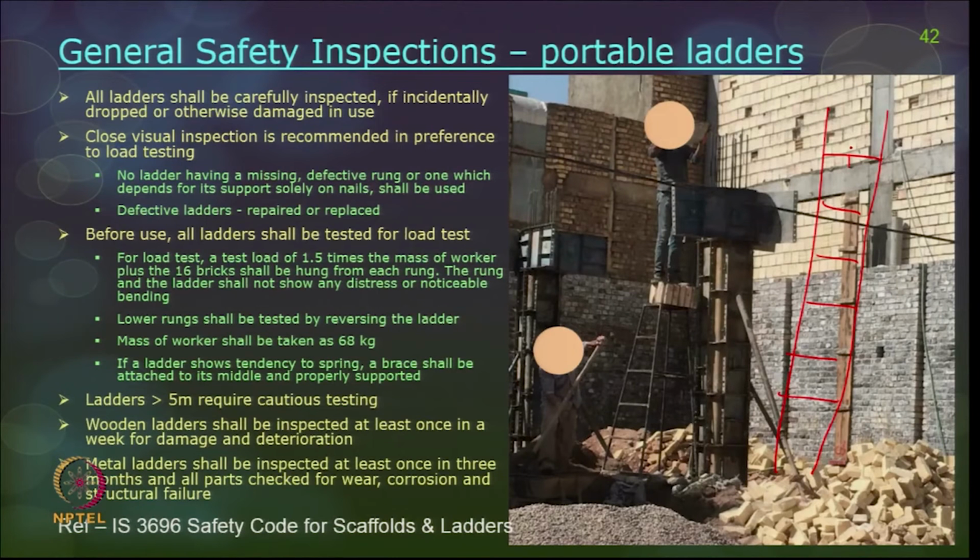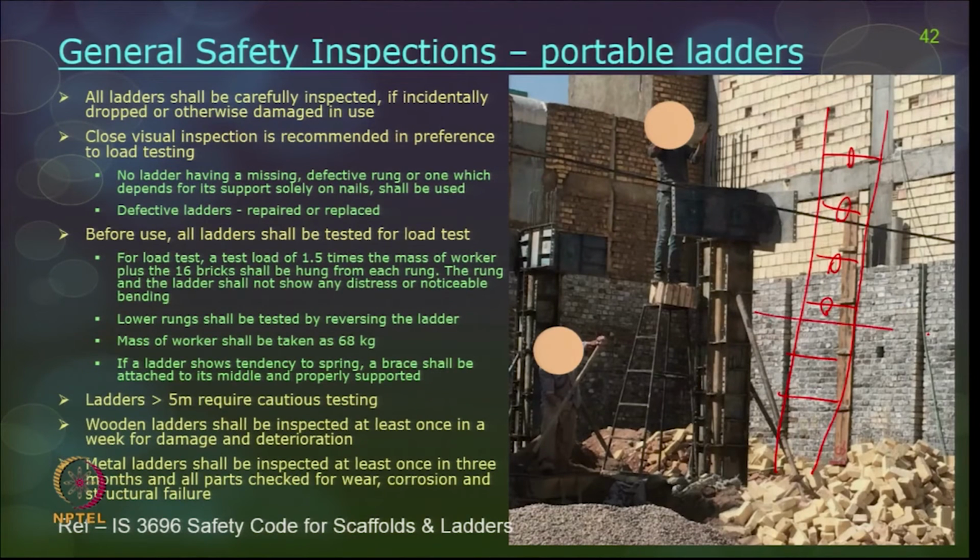Okay. From all these cleats, a load is hung on every cleat or rung, and this load is 1.5 times the mass of the worker plus 16 bricks. Generally it is hung from each of the rungs. If the mass of the worker is generally assumed as 68 kgs, the load is put along all these rungs and checked for visible, noticeable bending or deflection. If that happens, then cross bracings have to be placed so that the ladder is fine.